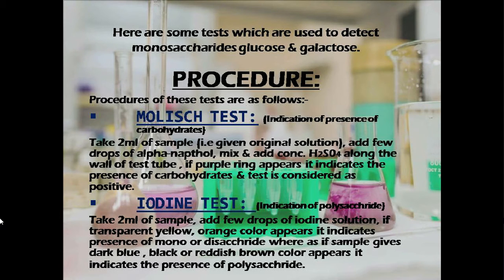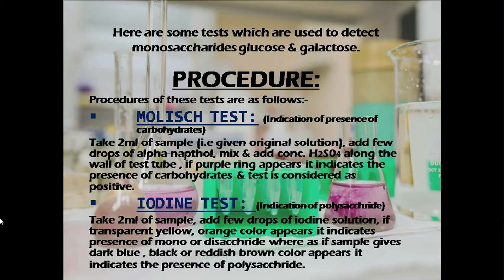Take 2 ml of a sample, that is the given original solution, and then add a few drops of alpha naphthol, mix it and add concentrated H2SO4, that is sulfuric acid, along the wall of the test tube. Here is the precaution required: sulfuric acid must always be added along the wall of the test tube. Now our procedure is completed and we have to observe that if a purple ring appears, it indicates the presence of carbohydrates and the test is considered positive.